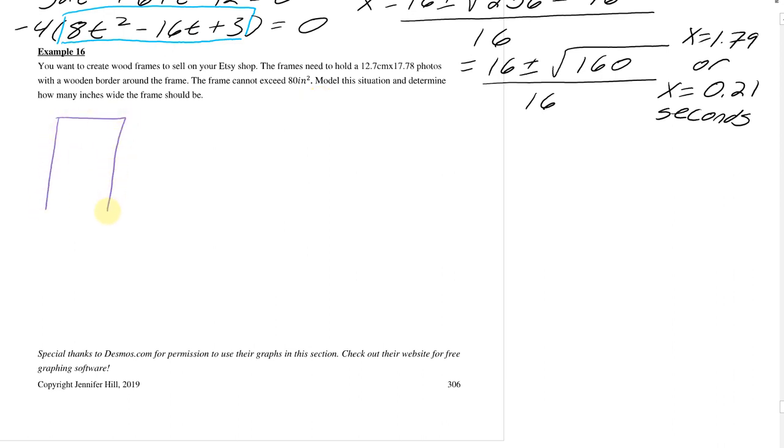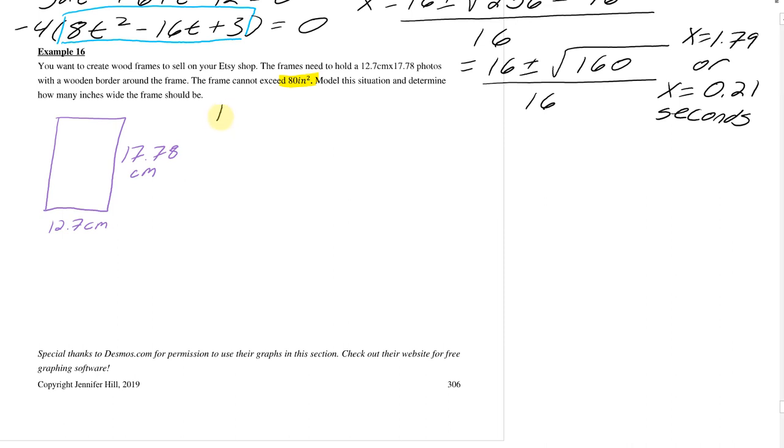Okay, so I have a picture. Here's my picture. Right now I have these dimensions of 12.7 centimeters and 17.78 centimeters. But then I'm told that the frame cannot exceed 80 inches squared. So you can see right away that you're going to have to make a conversion here with the centimeters. So let's start there.